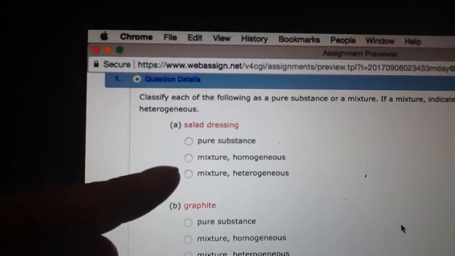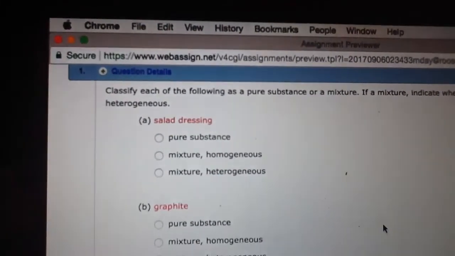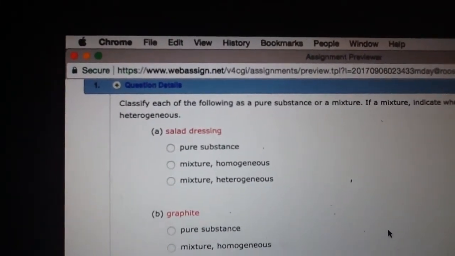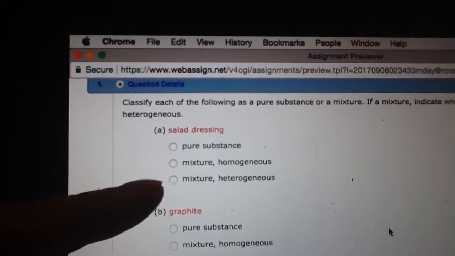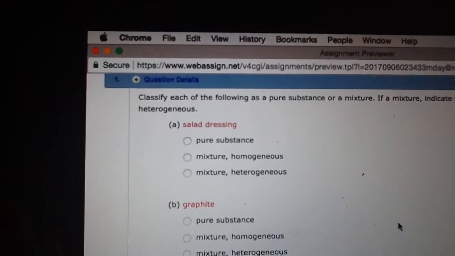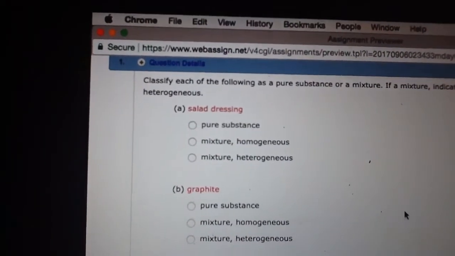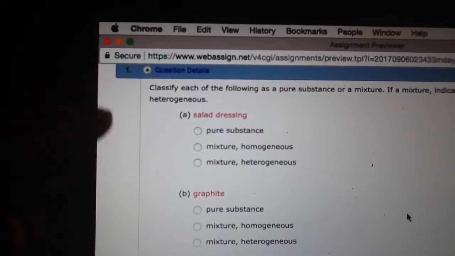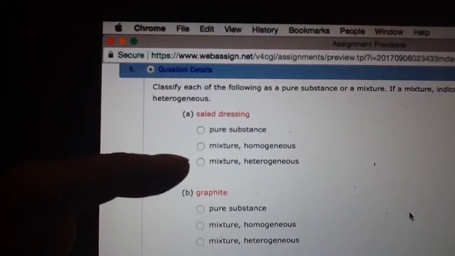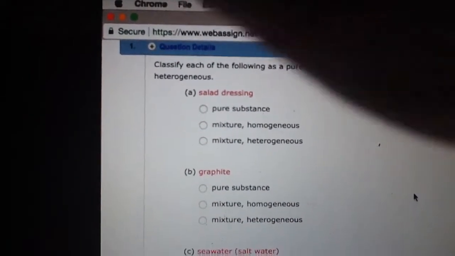But because salad dressing looks different, there's maybe pieces of pepper, there's maybe different parts, it is going to be considered a mixture that is heterogeneous, meaning that there are different parts throughout it. There's oil, there's maybe some vinegar, there's pieces of pepper, there's whatever else in a salad dressing. So the answer for this one would be the mixture that is heterogeneous.